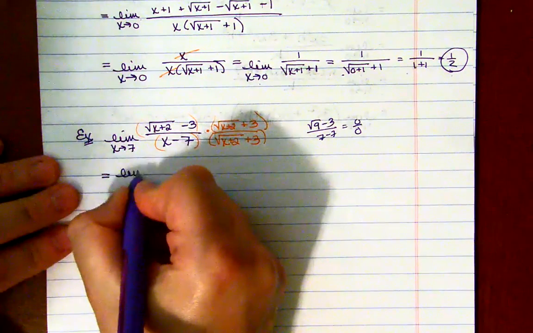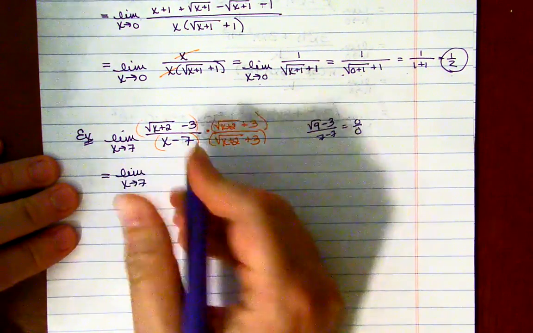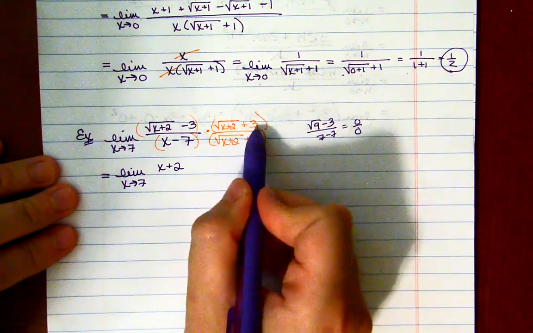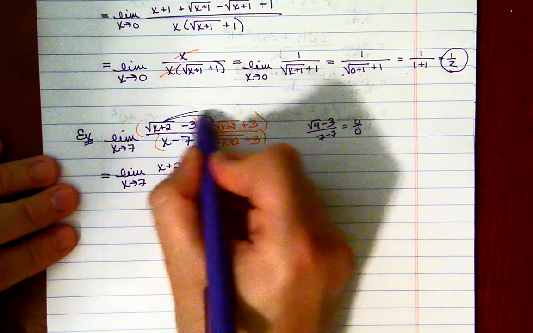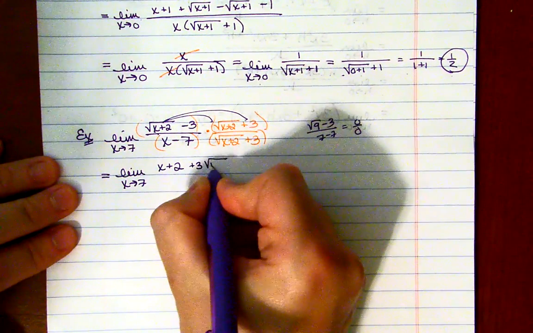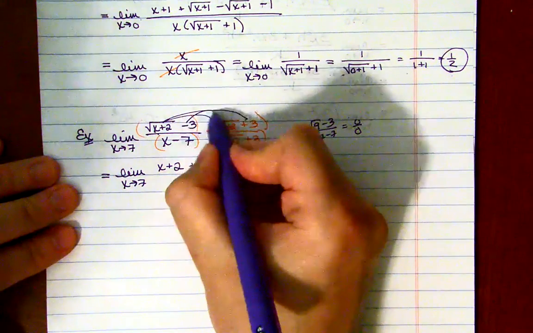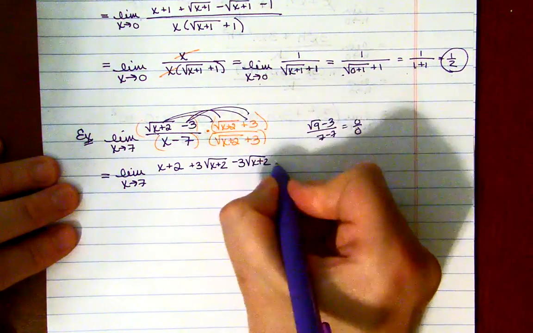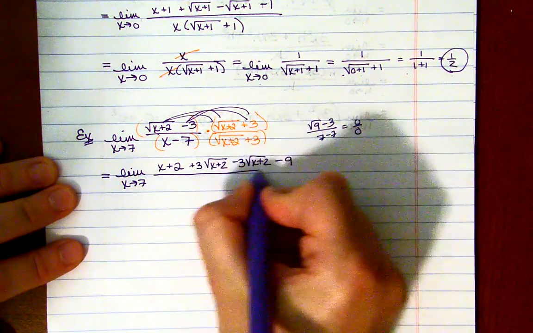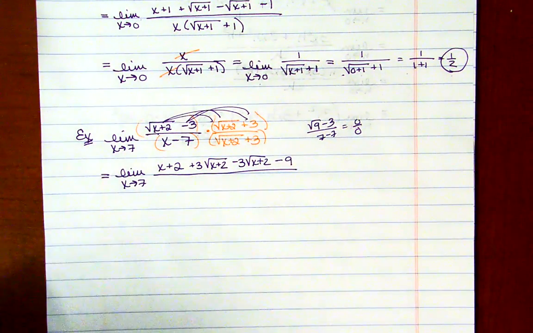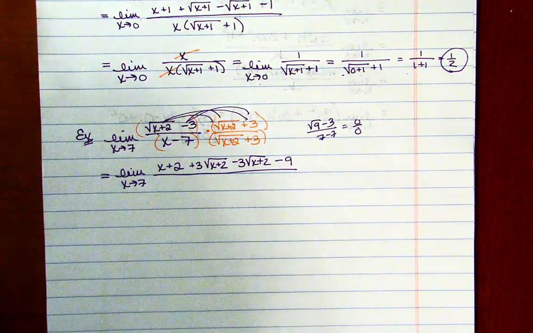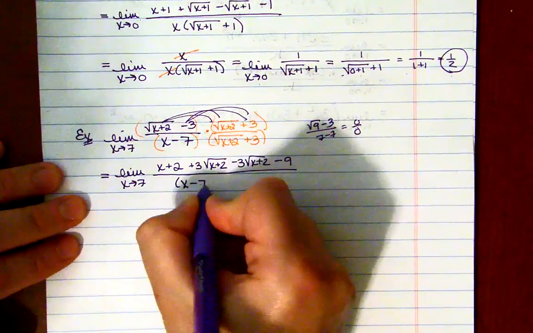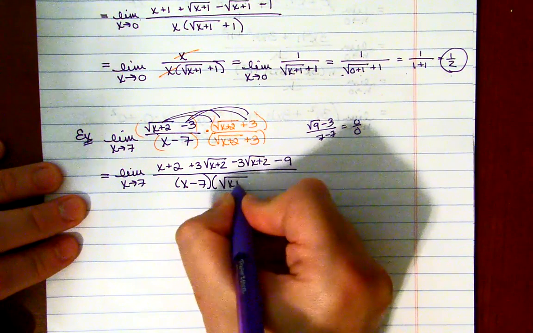This is going to give us the limit as x approaches 7 of, okay, this root times this root, the roots cancel, you got x plus 2. This times, oh, this is going to be unpleasant. This root times 3 is just going to give me 3 root x plus 2. Negative 3 times this root gives me negative 3 root x plus 2. Negative 3 times 3 minus 9 over, just like in the last problem, don't actually distribute, or in this case FOIL, in the denominator. Leave it written as x minus 7 times square root of x plus 2 plus 3.